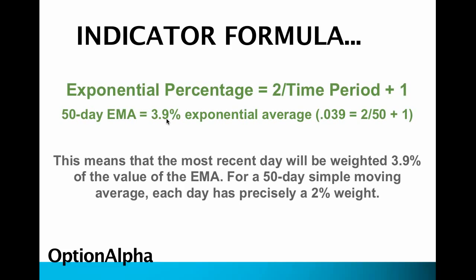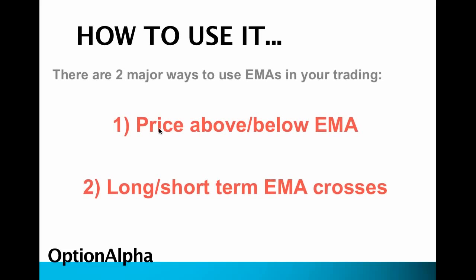So what this means is that the most recent day will be weighted 3.9% of the value of the EMA. So it's going to be weighted much higher. It's not going to be weighted as an equal percentage. It's going to be weighted a little bit higher. So for a 50-day simple moving average, each day that passes has a 2% weight, except for this one right here. So how do we use these exponential moving averages?